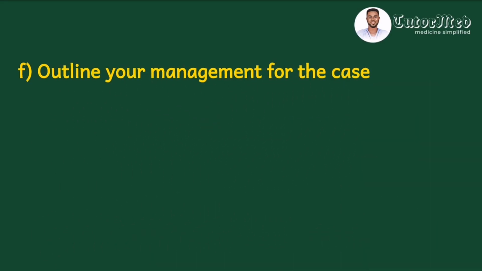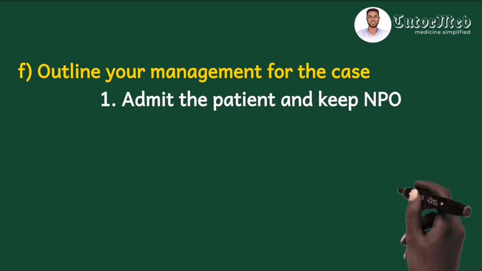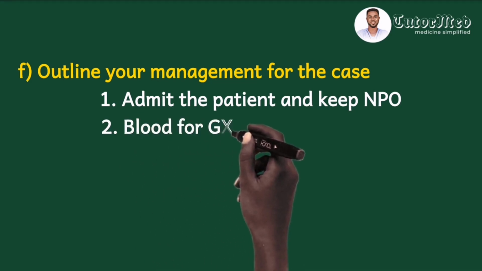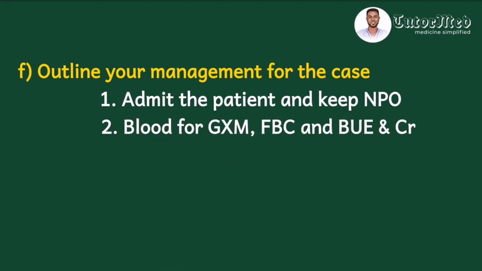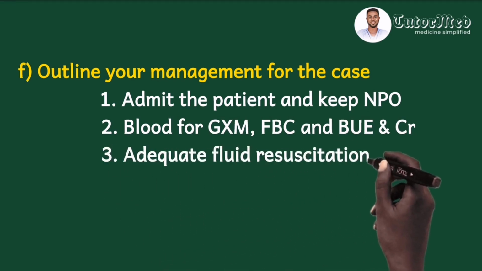Very good. And so let's look at our last question in the clinical vignette. The last question says, outline your management for this case. And so for this case, we need to admit the patient and keep the patient nil per os. The nil per os is to prevent potential aspiration during anesthesia, if general anesthesia might be required at some point. Then we take blood for the investigations we've listed, like the full blood count, grouping and cross-matching, blood urea and creatinine, and then we adequately resuscitate the patient with fluids.